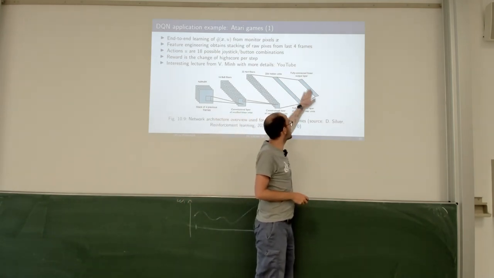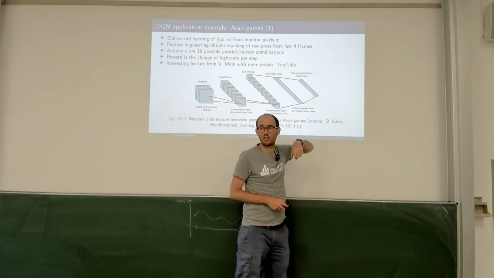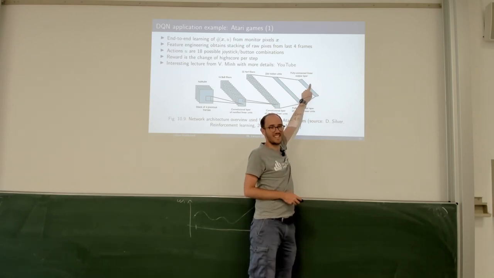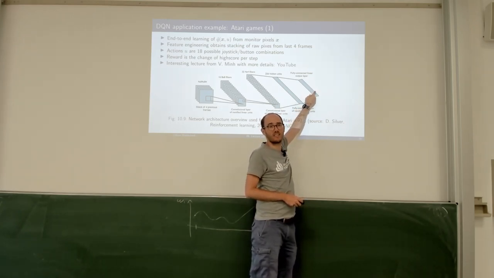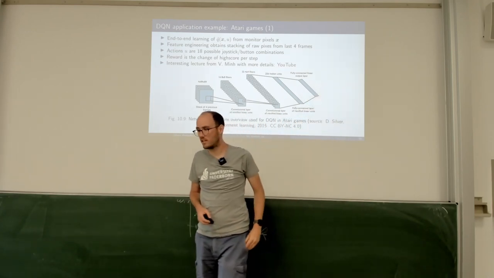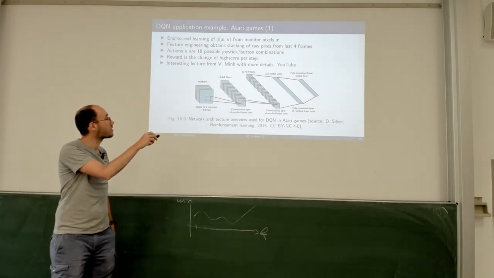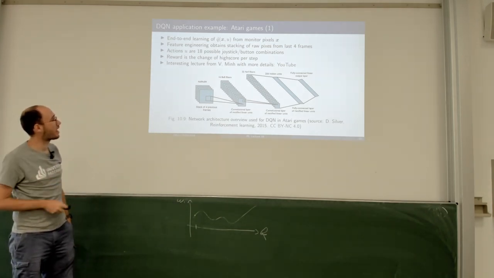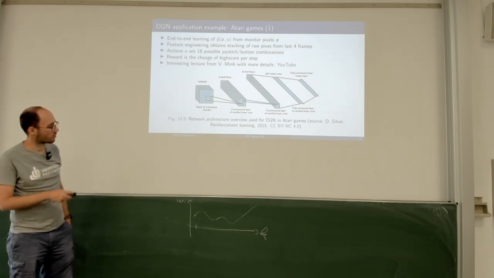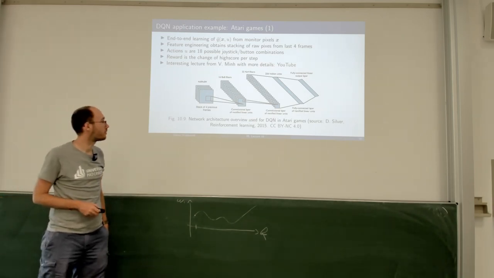And that would basically mean that here at the output, you would have 18 outputs for the 18 actions. At every point of time, you just compare these 18 Q values with each other, and take the joystick and button combination in the Atari console which gives you the greatest reward, or the greatest Q value, to be precise. There's also a very nice YouTube video as an interview or lecture from Volodymyr Mnih, who introduced this in 2015, of course, which I find very informative.